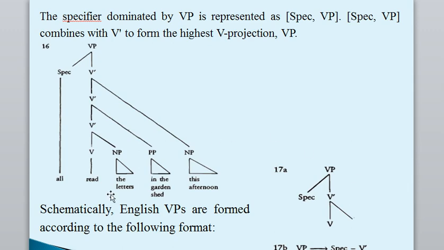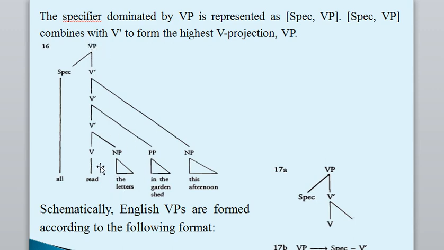So the other example in the VP, for example, all read the letters in the garden shed this afternoon. We add another element, all, here. We put the all in the specifier. We call it a specifier. The specifier dominated by VP, you see here, is presented as Spec VP. We call it a Spec VP. A Spec VP combined with V1 bar forms the highest V projection, the maximal projection VP.